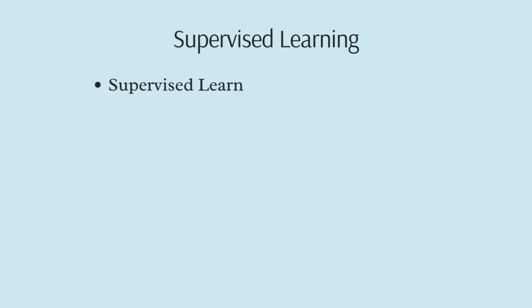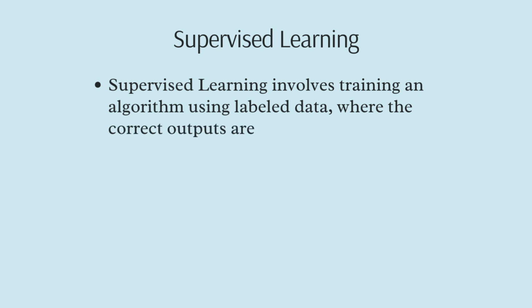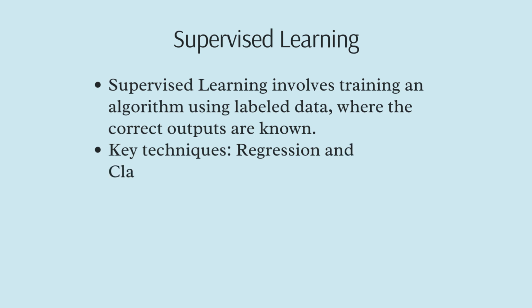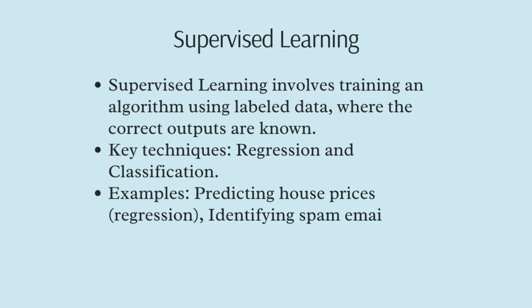Supervised learning is a type of machine learning where the algorithm is trained using labeled data, meaning we know the correct output for each input. The goal is to make predictions or classify new data based on what the model has learned from the training data. For example, supervised learning is used in email spam detection, where the system learns from labeled emails marked as spam or not spam to classify future emails. The main techniques used in supervised learning are regression and classification.